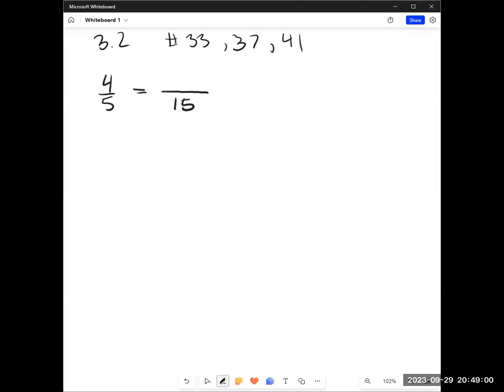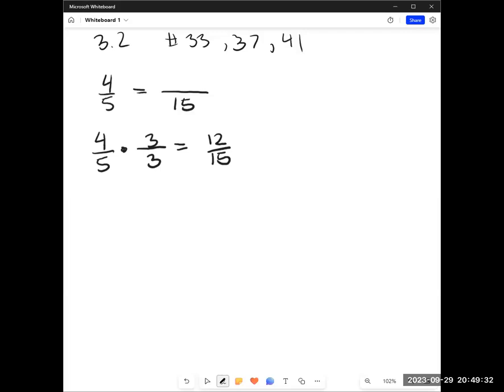So in this problem here, 5 goes into 15 3 times, so I had to multiply by 3 in the denominator. I also have to multiply by 3 in the numerator, and I get an equivalent fraction of 12 over 15. This is the technique we want you to get used to, multiplying by the form of 1 to create the equivalent fraction.